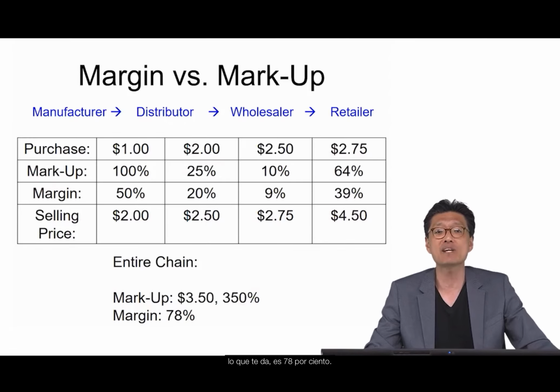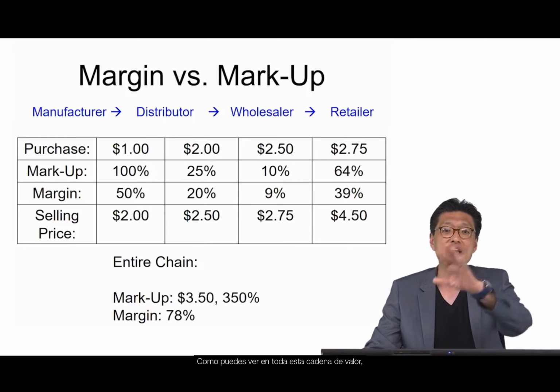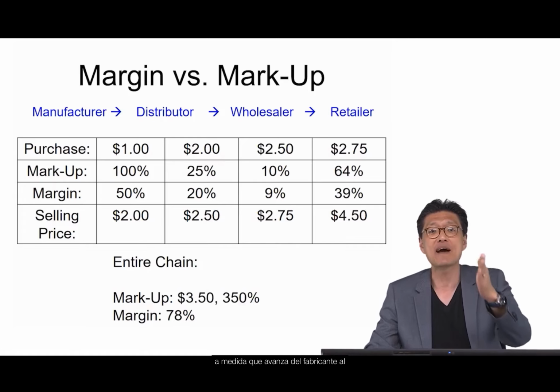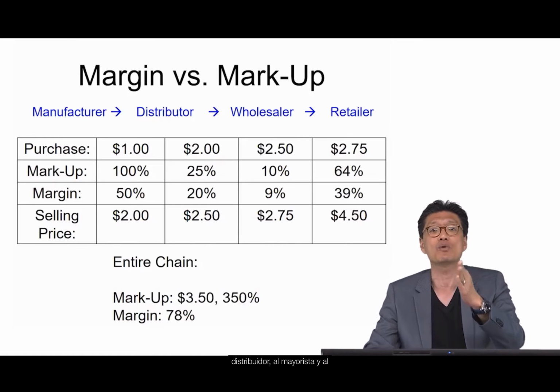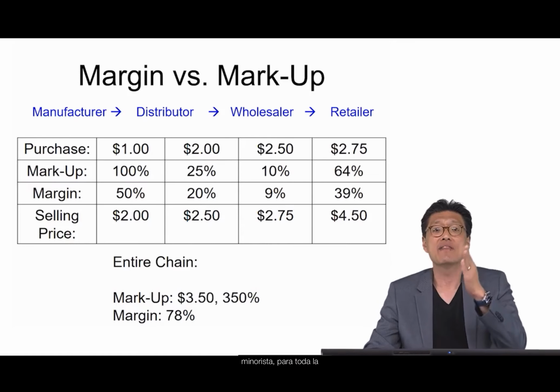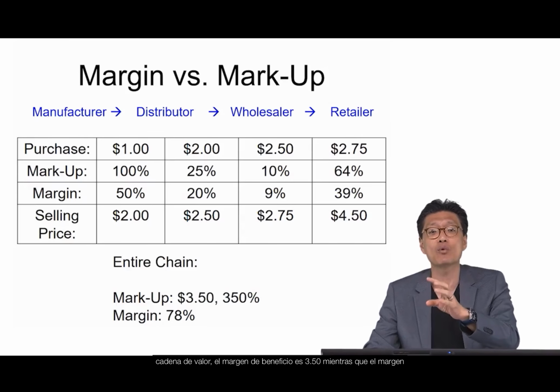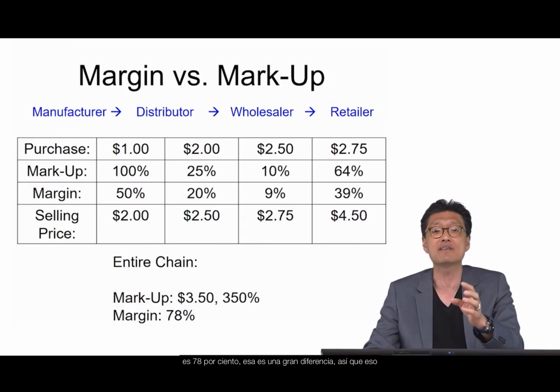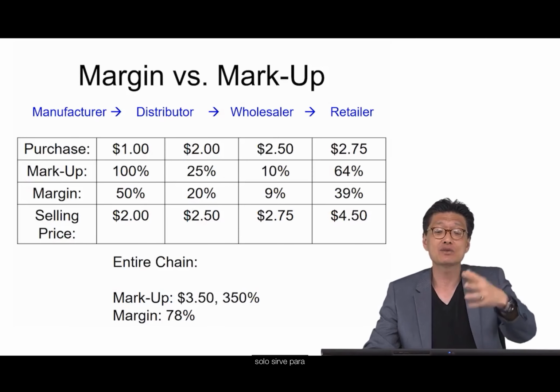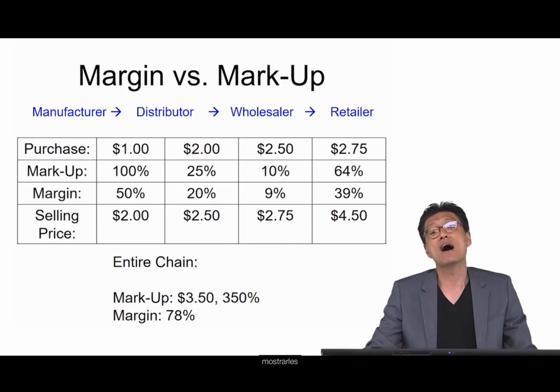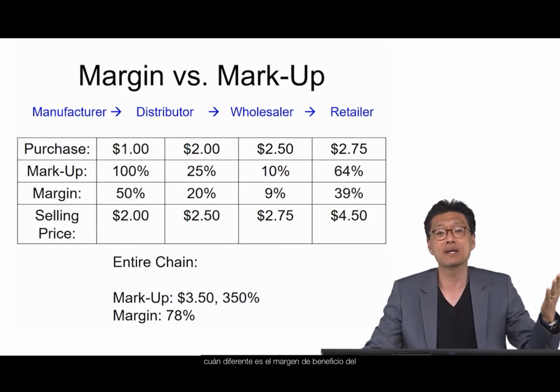It's 78%. So as you can see, in this entire value chain, as you go from the manufacturer to the distributor to the wholesaler to the retailer, for the entire value chain, the markup is 350%, whereas the margin is 78%. That's a huge difference. So that just goes to show you how different the markup is from the margin.